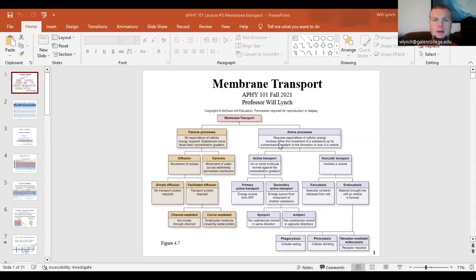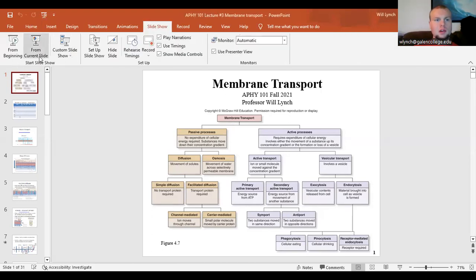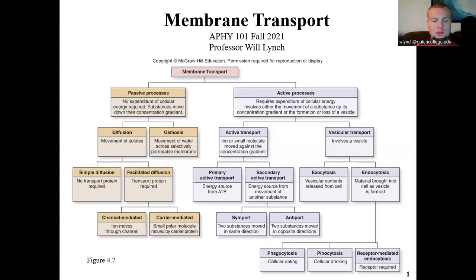All right, hello, and welcome to the lecture on membrane transport. For this lecture, we're going to be looking at how transport happens across a cell membrane and what mechanisms we have that are going to allow for substances to move across. So transport from inside and outside of the cell is very important.